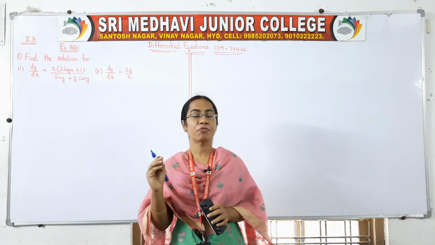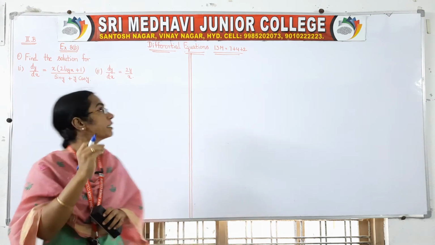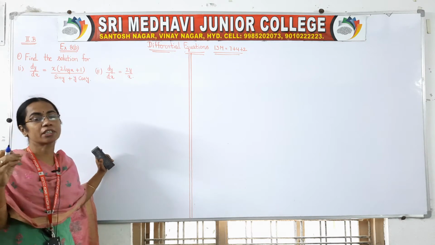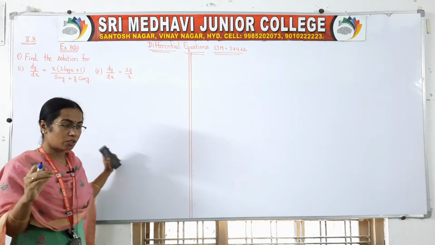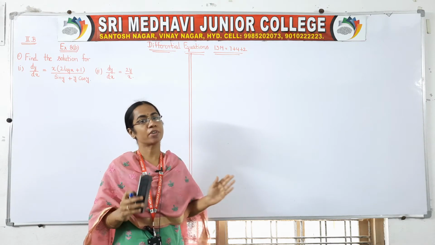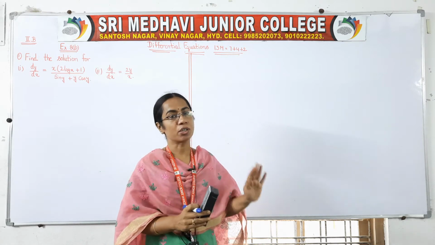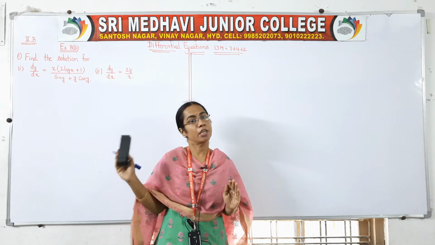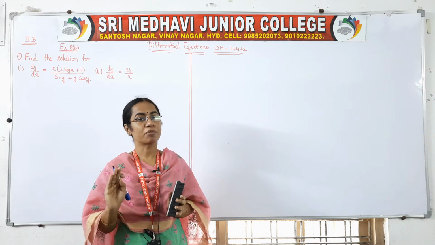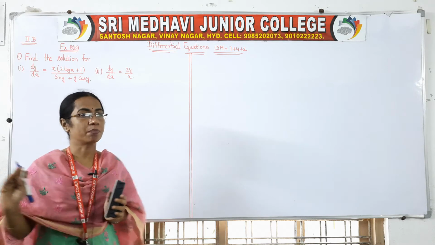We are doing the differential equations chapter, and in that, exercise 8b we are doing now, right? So we are dealing with the variable separable methods. In variable separable we have to separate the variables. X is one variable, y is another variable. You take all the x terms one side into dx and you take all the y terms into dy. Then you apply the integral for that. That is called the variable separable method. Okay, so we are dealing with the variable separable methods now.